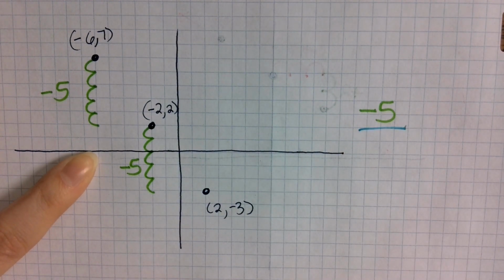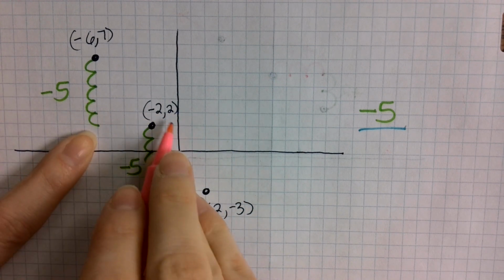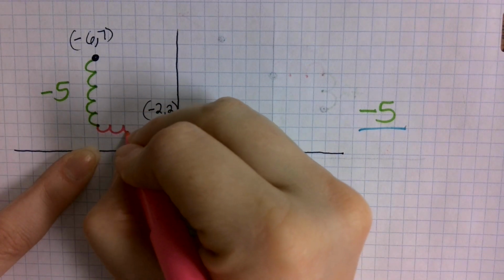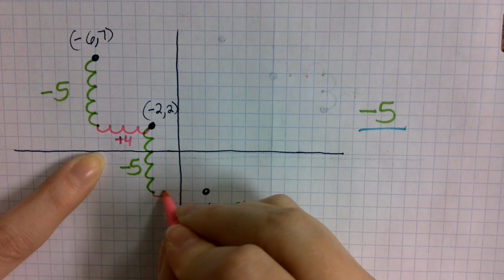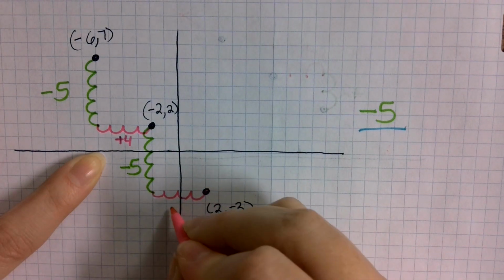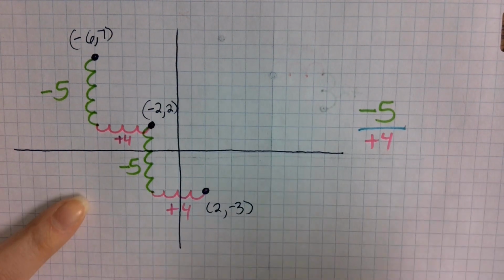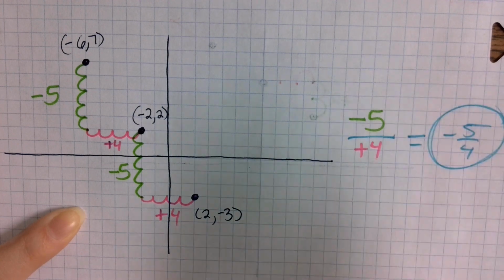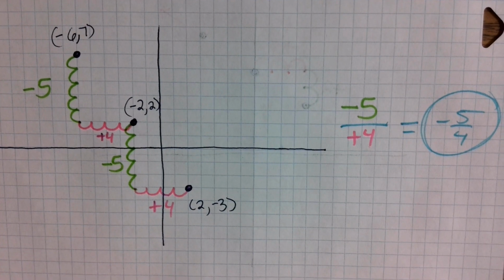Then for my x, is it increasing or decreasing to go from one point to the next? Increasing. We're going 1, 2, 3, 4. That's a positive 4. Here, 1, 2, 3, 4. That's a positive 4. So it's going to be a negative 5 over a positive 4, which is just negative 5/4. That would be our constant rate of change, or our slope, a negative 5 over 4.